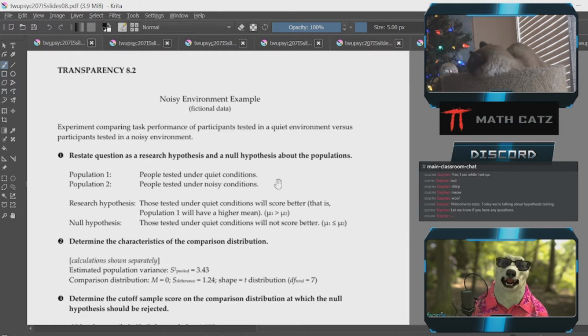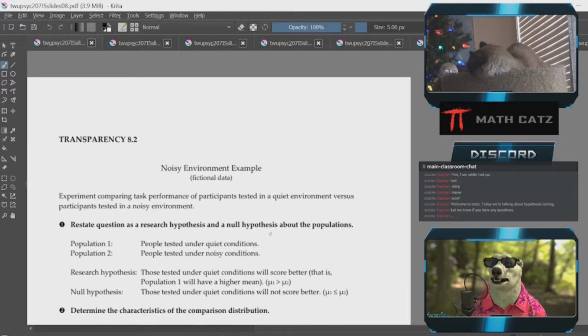Let me move down a little bit like so, and just be aware of what the hypothesis statements are. So we're testing quiet conditions versus noisy conditions and seeing if quiet conditions improve the mean performance score. Our research hypothesis is in line with what we're hoping, that there is an improvement. Null hypothesis, no improvement.